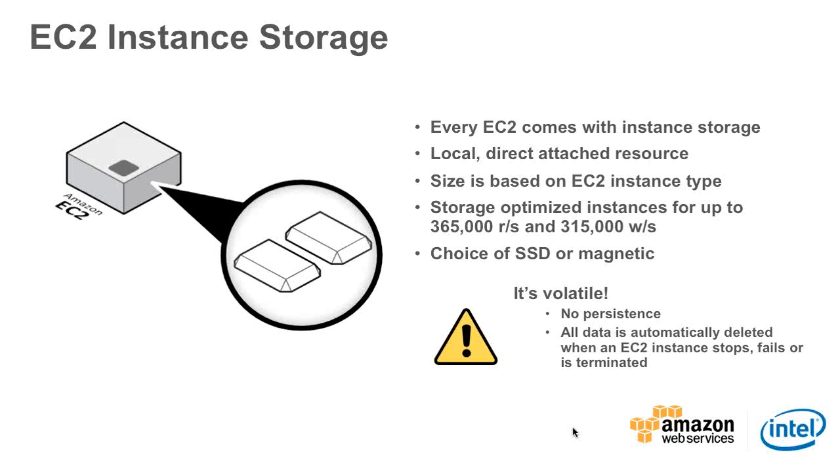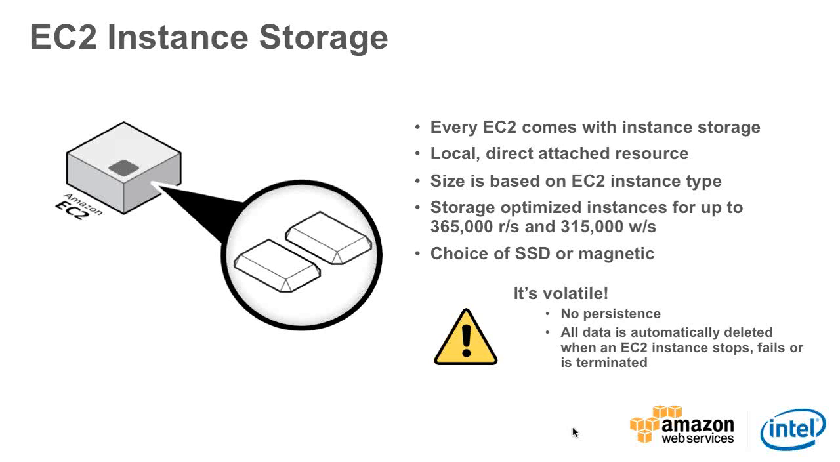So, for example, we have specific EC2 instance types that are optimized for compute. Others are optimized for memory. And then we also have EC2 instance types which are optimized for storage. This allows you to have local instance storage that can allow you to have up to 365,000 reads per second and up to 350,000 writes per second. It's a great place to, for example, run some of your NoSQL databases such as HBase or Cassandra or MongoDB.